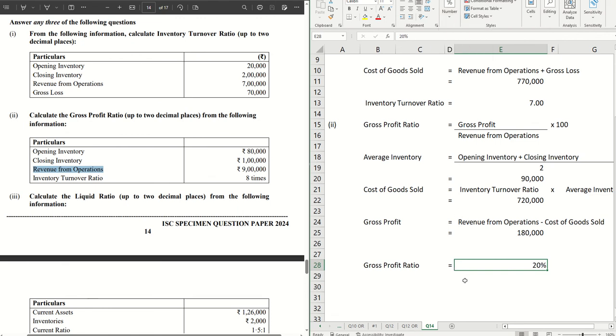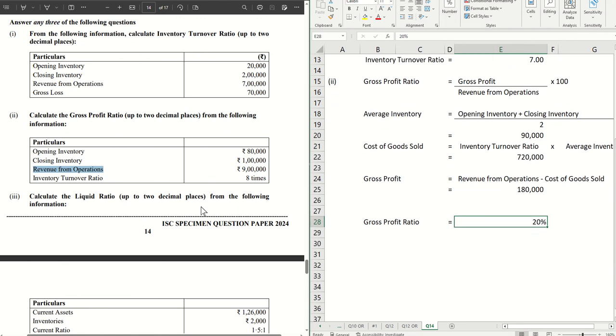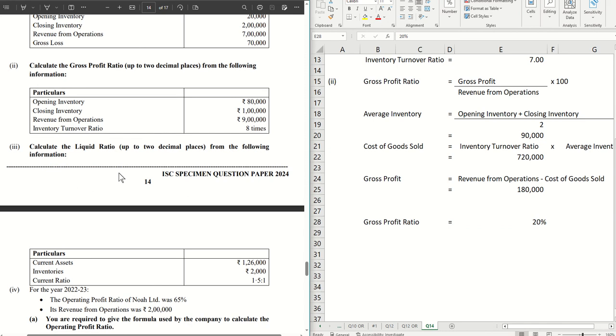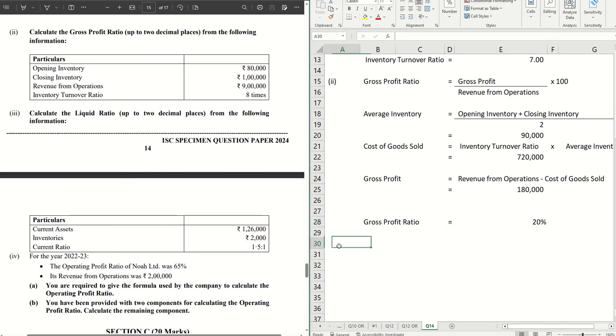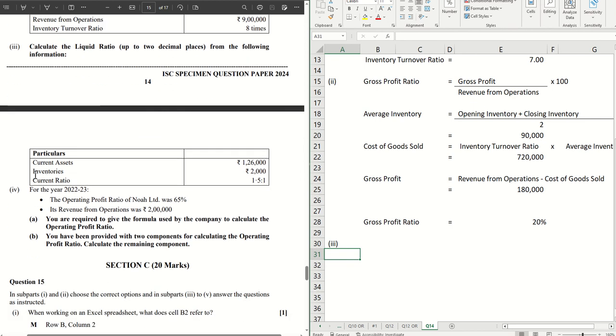All right, gross profit ratio is done, so Roman 2 is done as well. Let's move on to the third one that we have, Roman 3. We have to calculate liquid ratio up to two decimal places. We have current assets, inventories, and current ratio given to us. From the current ratio and the current assets, we can calculate the current liability, which is the missing figure here.